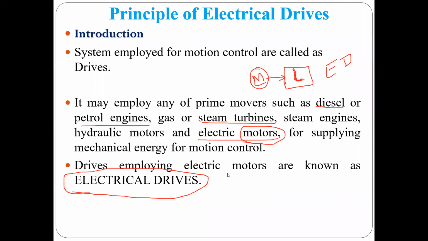Means the drive is nothing but that which is maintaining the speed control, which is observing the position of the vehicle, which is observing the direction of the vehicle. Okay, that is called a drive.